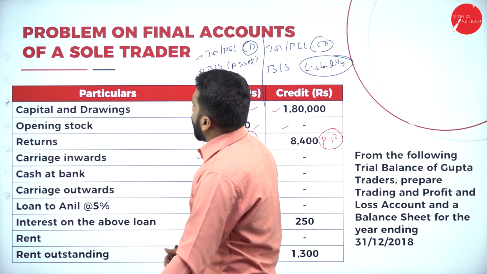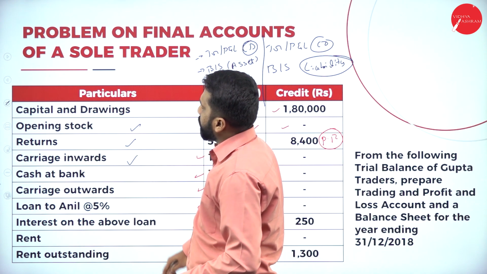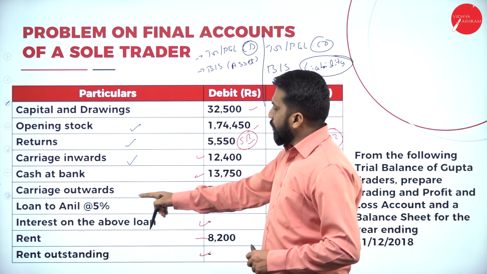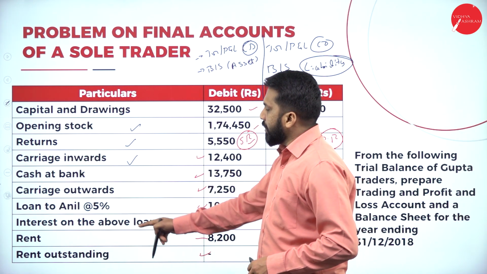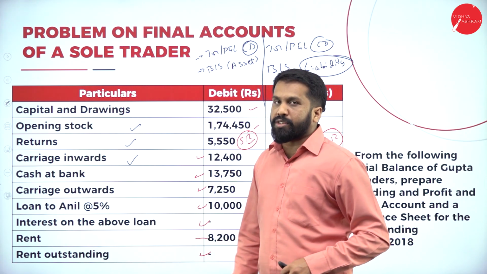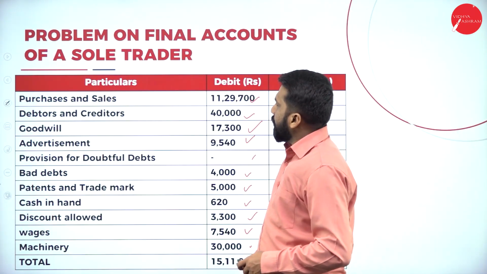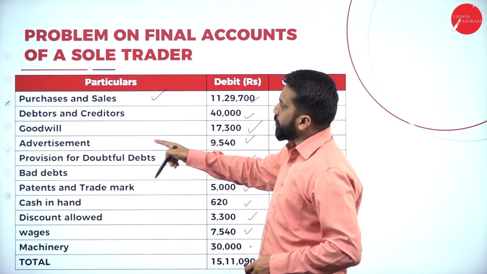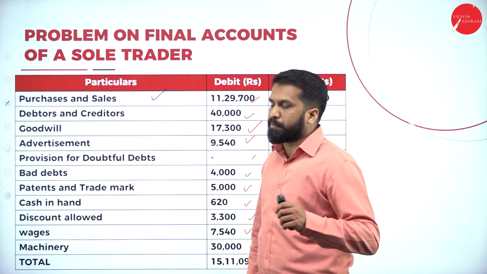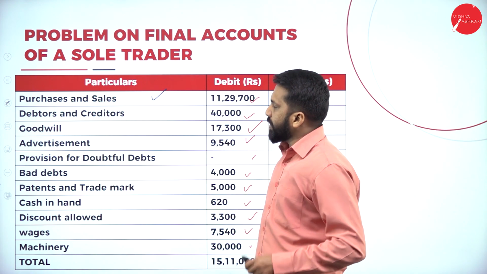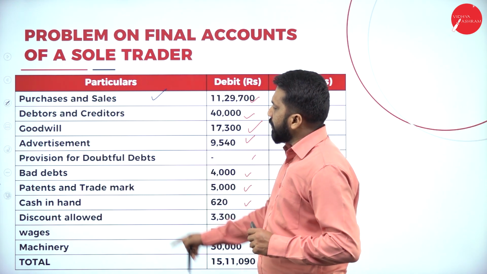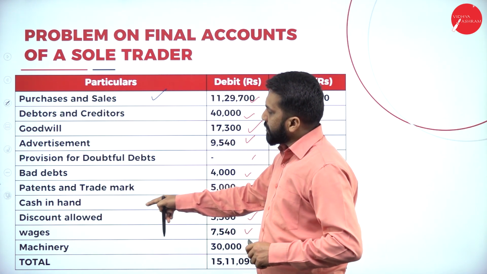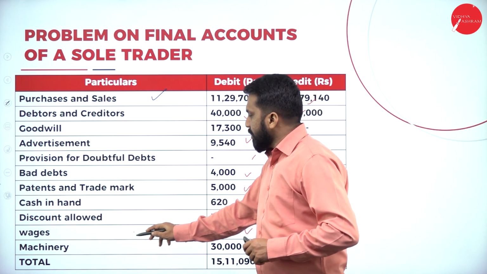Now, your opening stock, returns, carriage inward, 1, 2, 3. Then carriage outward comes under P&L. Loan, balance sheet. Interest, P&L. Rent, P&L. Rent outstanding, balance sheet. Purchase and sales, trading. Debtors, creditors, balance sheet. Goodwill, balance sheet. Advertisement, P&L. Provision for doubtful debts, P&L. Bad debts, P&L. Patent, balance sheet. Cash in hand, balance sheet. Discount allowed, P&L. Wages, trading.